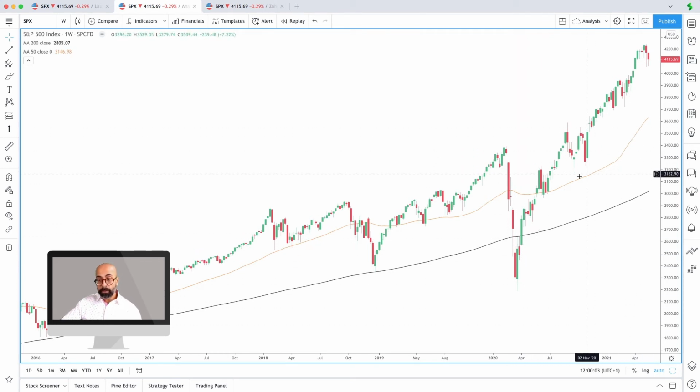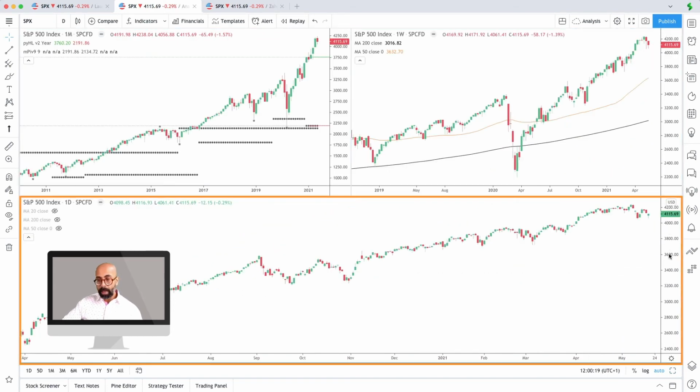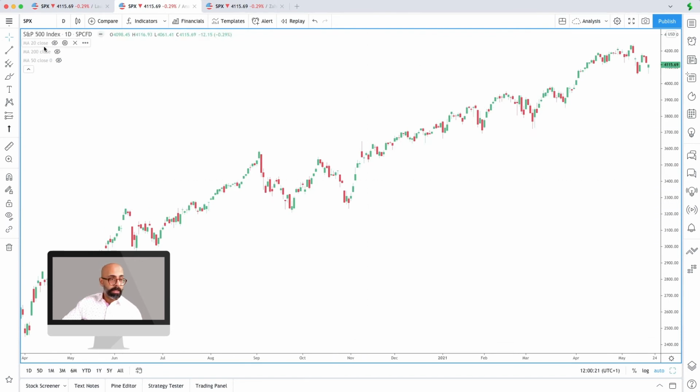The 50 simple moving average is a very good area of support and resistance. So support in the bull trend, resistance in the bear trend. So in short, guys, I want to see price above the averages in a bull market, below the averages in a bear market. And if I open up the daily time frame, similar setup.